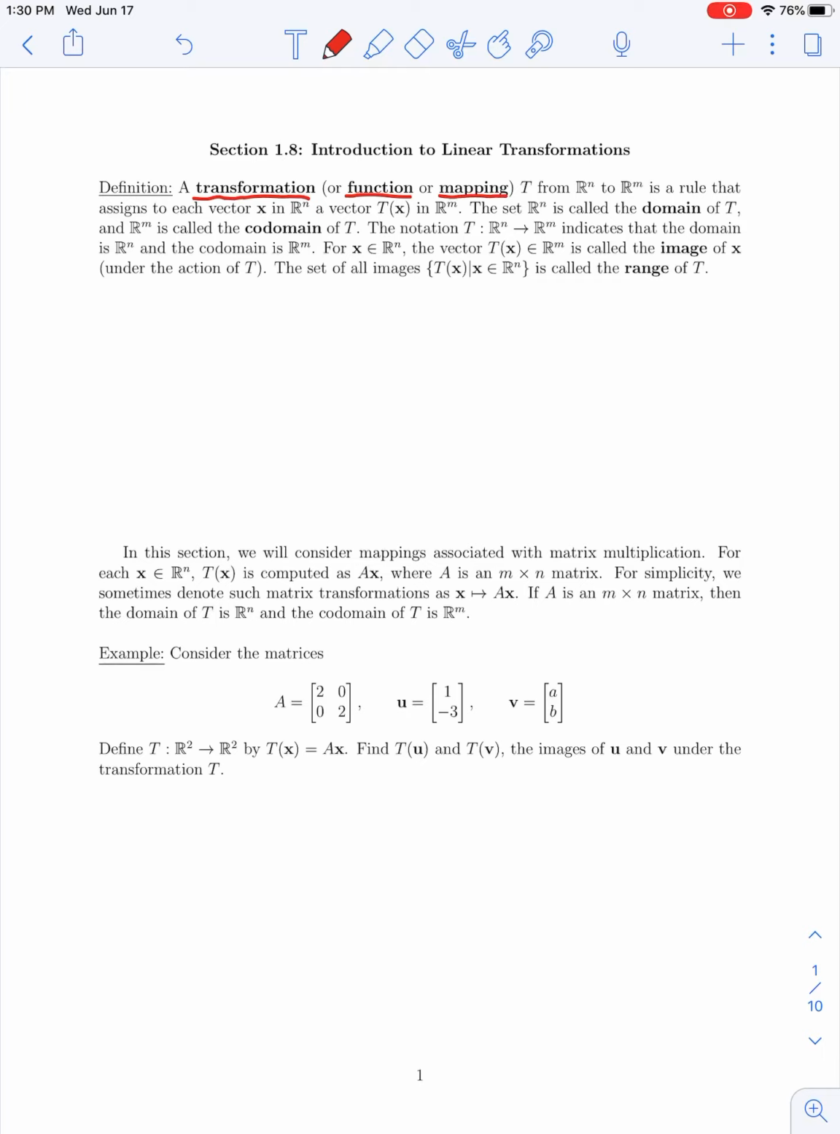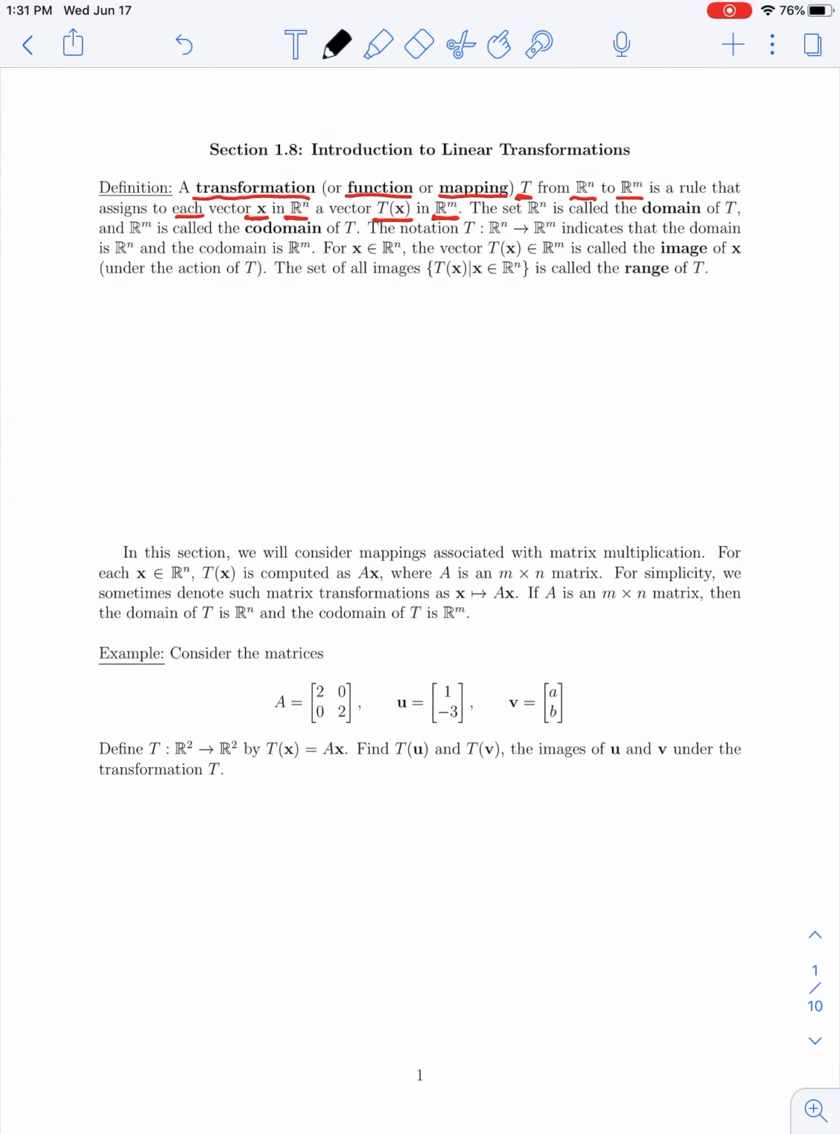Now, in linear algebra, we use primarily the terminology transformation, and we're going to denote a transformation using the capital variable T. So here we would say a transformation T from Rn to Rm is some rule that assigns to each vector x in Rn a vector which is denoted as T of x in Rm.